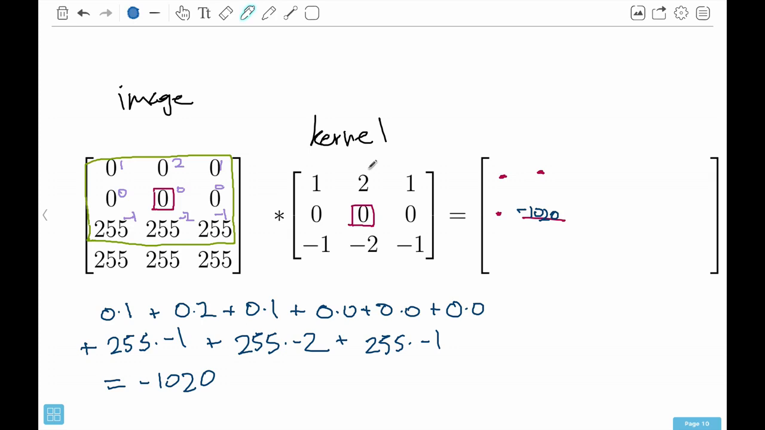I'm just going to do a quick recap of how we did this computation. You take the pixel value here and multiply it by the kernel number here, and you take the sum for this small window. And here's the actual computation in longhand. Now that we have done this, let's keep doing this for the rest of the image.